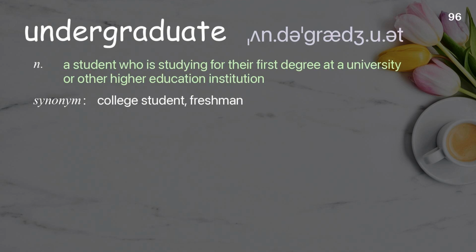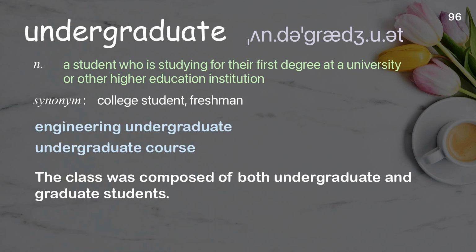Undergraduate. A student who is studying for their first degree at a university or other higher education institution. Examples: engineering undergraduate, undergraduate course. The class was composed of both undergraduate and graduate students.